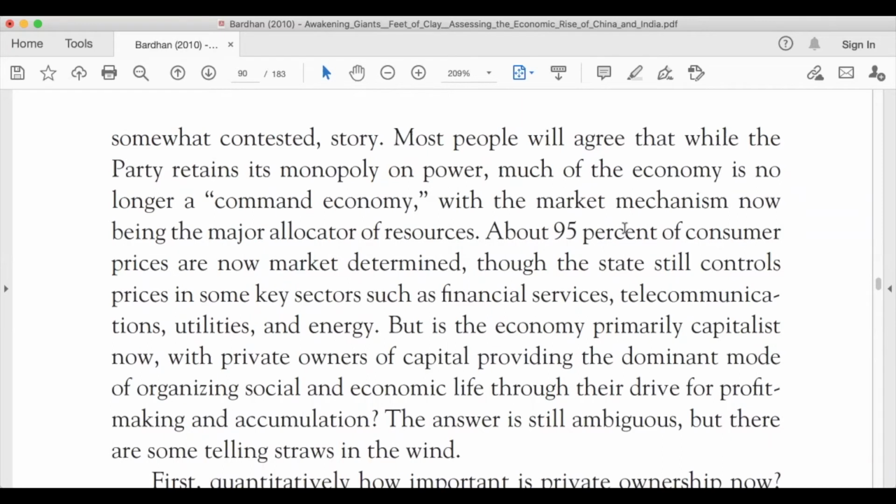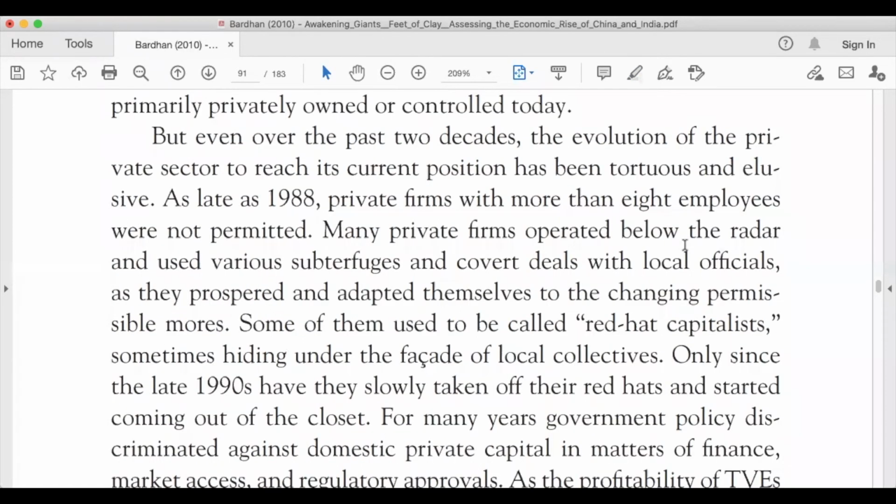Is the economy primarily capitalist now, with private owners of capital providing the dominant mode of organizing social and economic life through their drive for profit making and accumulation? The answer is still ambiguous, but there are some telling straws in the wind. Bardhan goes on to say that while a lot has changed in the last 2 decades, transitions tell us quite a bit about the structure of capitalist enterprise.